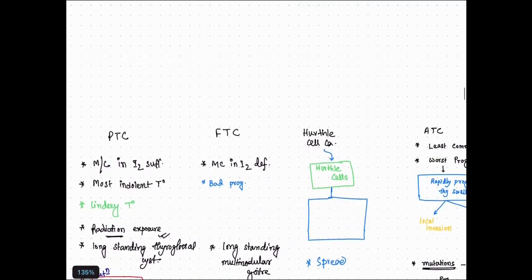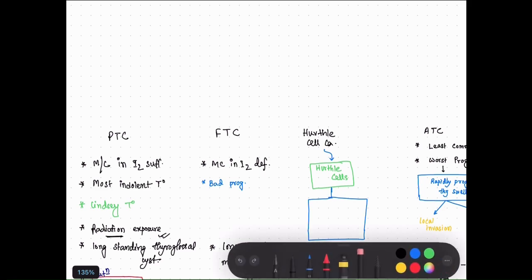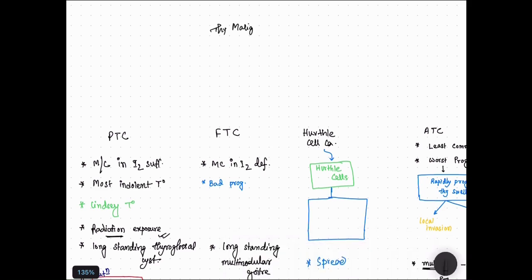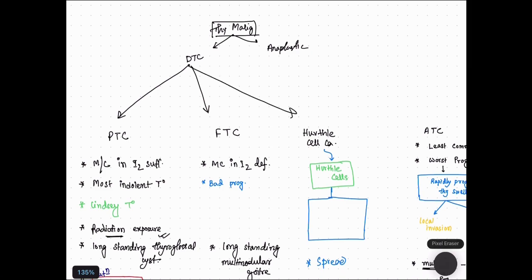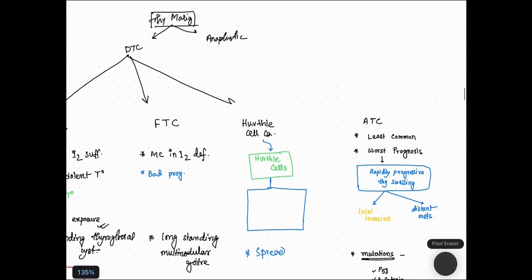First, we'll divide the thyroid malignancies into differentiated thyroid carcinoma, that is DTC, and anaplastic thyroid carcinoma. Please remember, all of them arise from the follicular cells of the thyroid. Differentiated thyroid carcinoma may be papillary thyroid carcinoma, follicular thyroid carcinoma, or Hurthle cell carcinoma, and we have anaplastic carcinoma here.